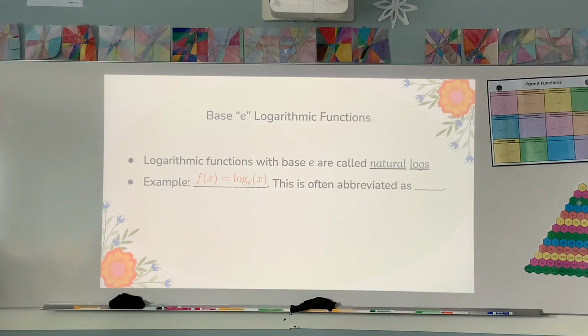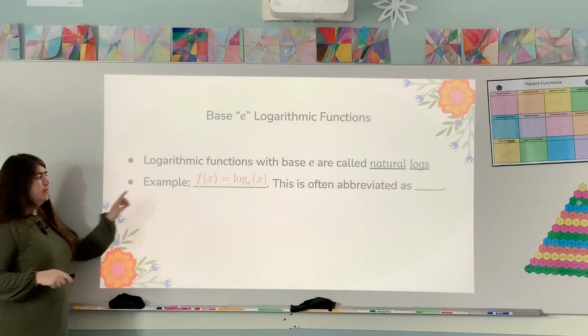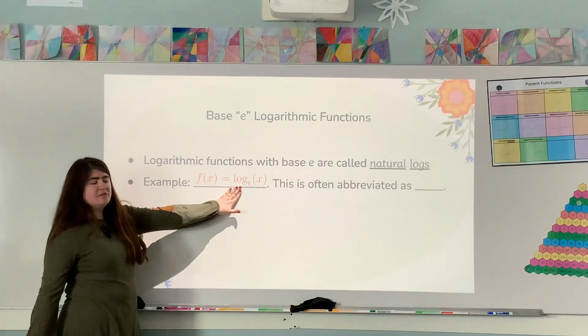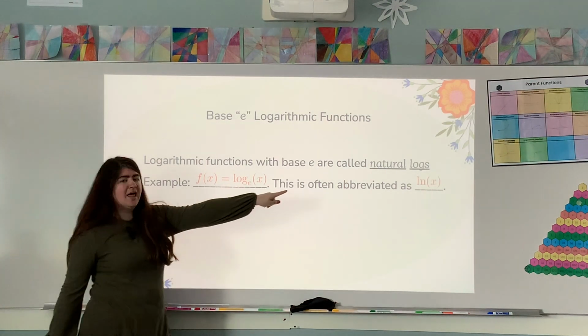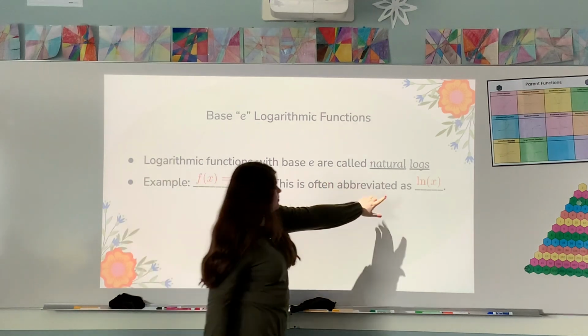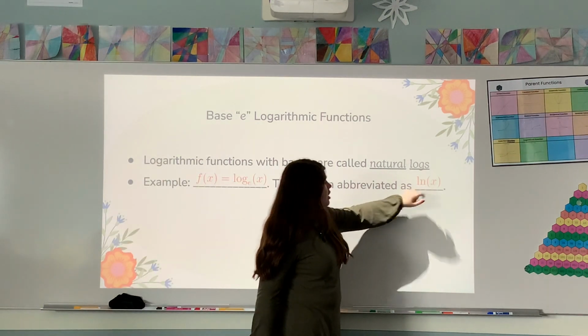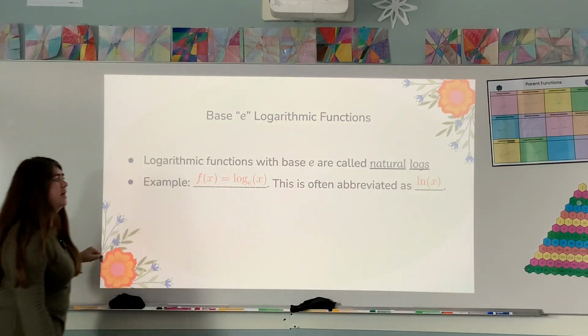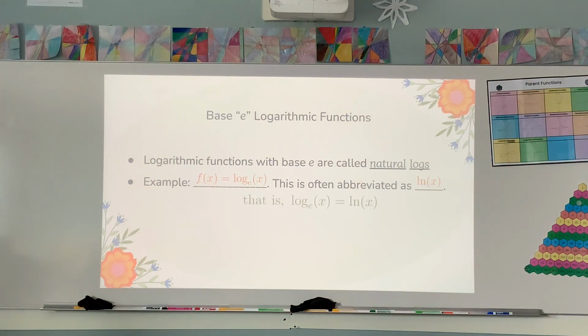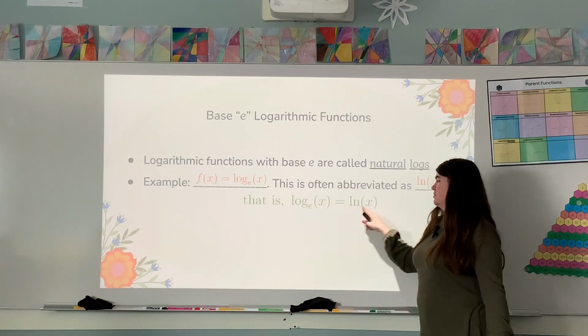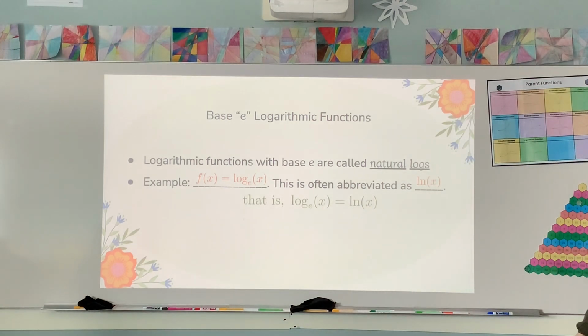Wasn't a natural logarithm log base 10 of x? That's a common log. Common logs are base 10. Natural logs are base E, but we don't usually write it like this. It's usually written as ln of x. So this would be the log base E, but we write it as ln for natural logarithm. So log base E of x is equal to the natural log of x.